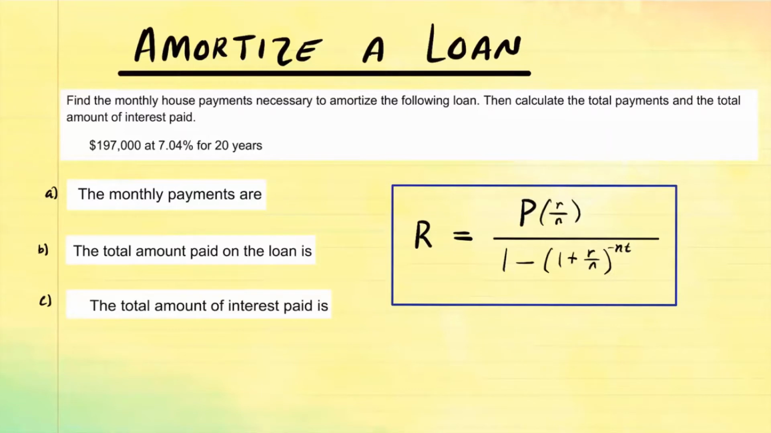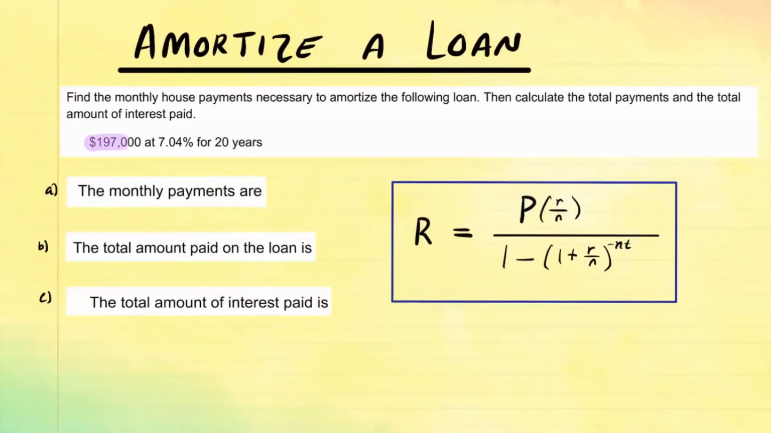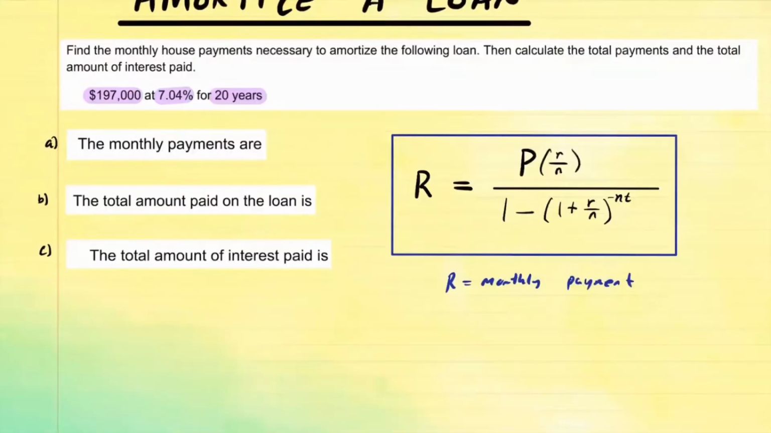So suppose you take a 197,000 loan at an interest rate of this much for this many years. So in this formula, R is representing your monthly payment. And P represents your loan amount. So how much you're taking out as a loan, or you can call it the present value, the amount you're starting with.